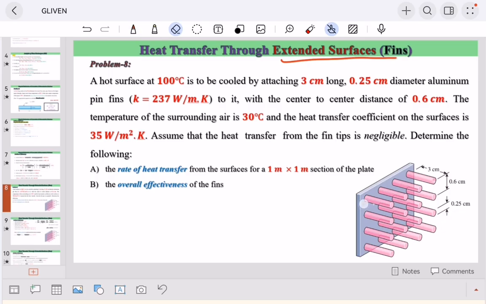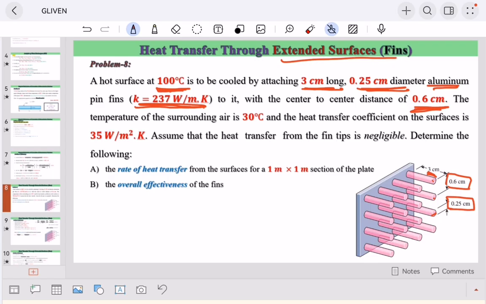So the problem says that the hot surface at 100 degrees is to be cooled by attaching 3 centimeter long, 0.25 centimeter diameter aluminum pin fins with thermal conductivity 237 watts per meter Kelvin. So this is the length of the fin, that's 3 centimeters. The distance between two fins, center to center, is 0.6. The diameter of the fin is 0.25 centimeters. Right? Center to center distance is 0.6.